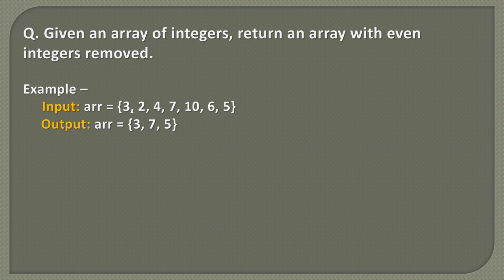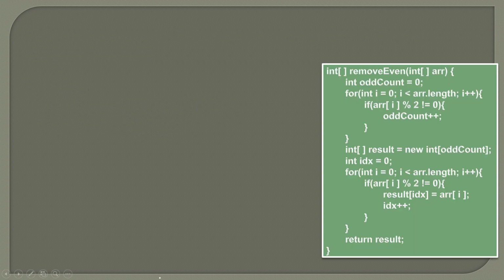So for example, let's say we are given the array such as 3, 2, 4, 7, 10, 6, 5. So here 2 is an even integer, 4 is an even integer, 10 and 6 are even integers. Now we need to remove those even integers and only return the odd numbers, which are 3, 7 and 5. So let's see the demonstration of this algorithm step by step.